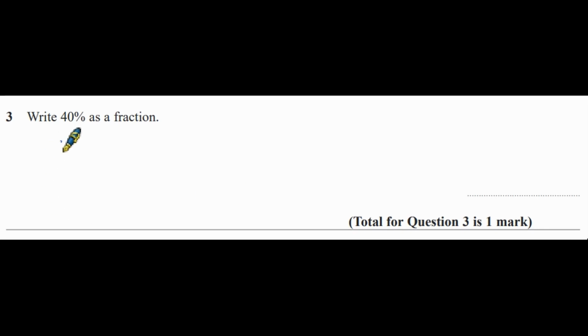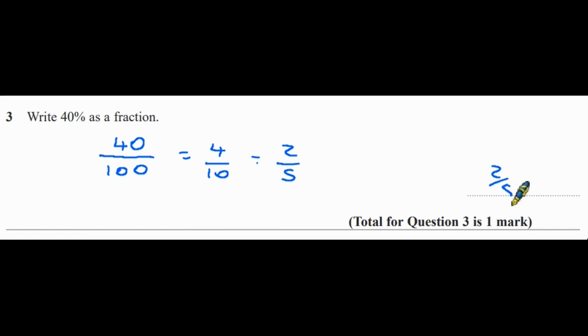Question 3 is asking us to write 40% as a fraction. Well, it's always worth remembering that if you have any percentage, you can turn it into a fraction simply by writing it over 100. So 40% is 40 hundredths. Now, it doesn't tell us to do this, but a good idea in a question like this is to always simplify. So if we divide the top and the bottom by 10, we would get 4 over 10. And if we divide the top and bottom by 2, we get 2 over 5. So the answer is 2/5.